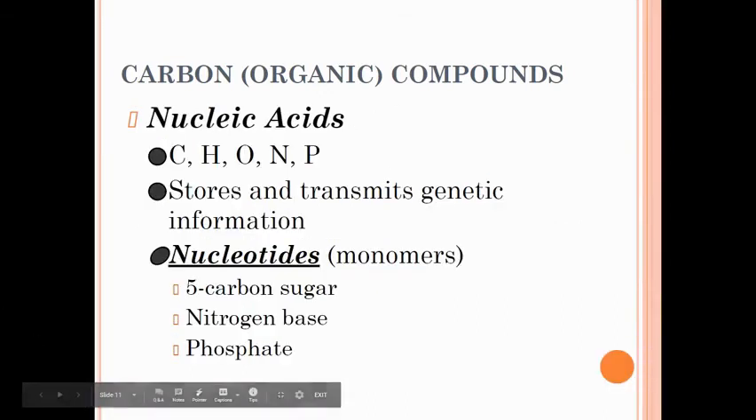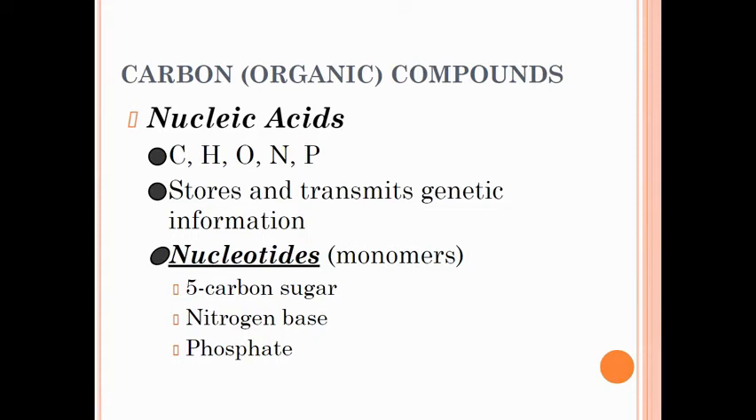Third type of carbon compound are nucleic acids. These have carbon, hydrogen, oxygen, nitrogen, and phosphorus. The main function of nucleic acids is to store and transmit genetic information. The monomers that build nucleic acids are called nucleotides, and nucleotides have smaller components. A nucleotide will always have a 5-carbon sugar, a nitrogen base, and a phosphate. And then to build the large nucleic acids, many monomers, many nucleotides, are fit together.